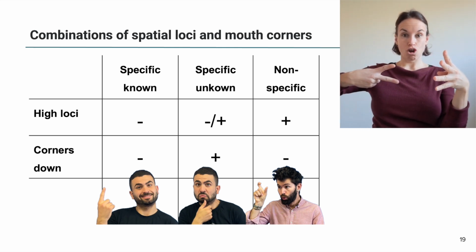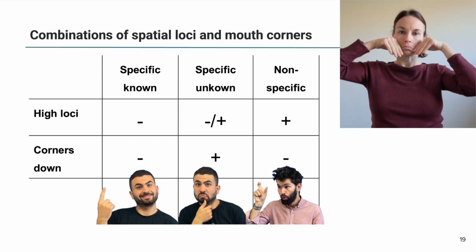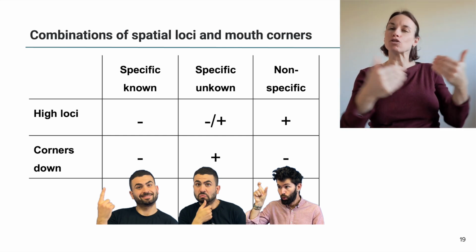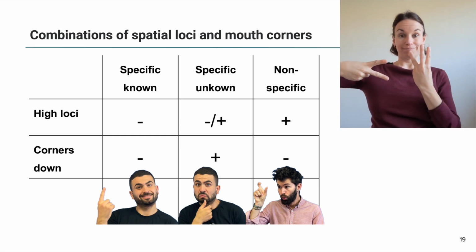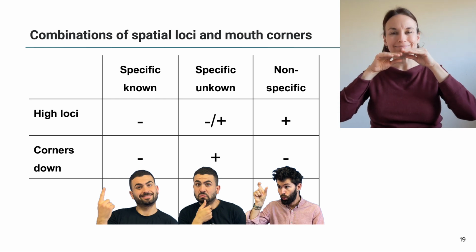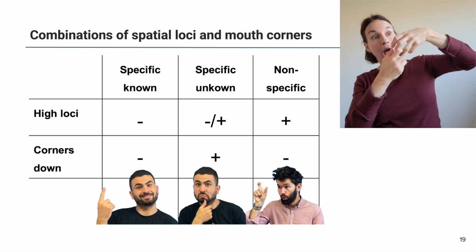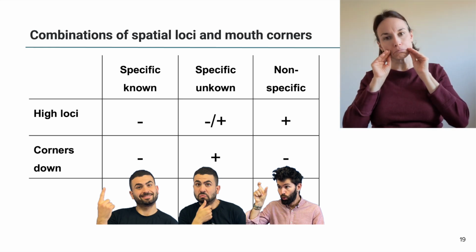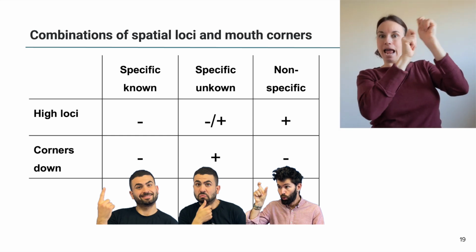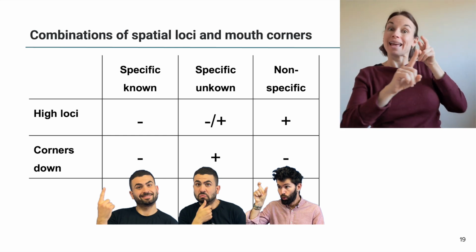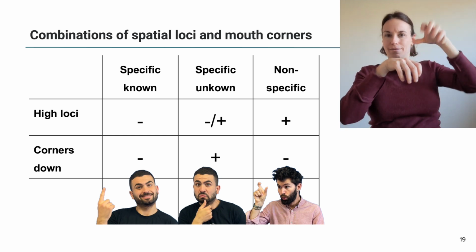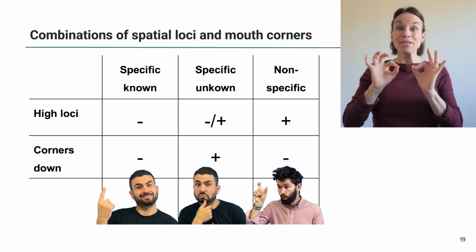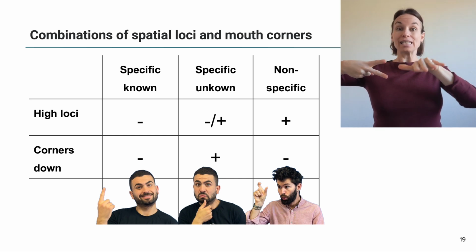As you can see in the slide, the combination of spatial locations and the position of the corners of the mouth results in the encoding of the three indefinite uses we've discussed before. Specifically, the value of mouth is typically a smile in specific known cases, and in addition to that, there is no high articulation of the sign. Specific unknown uses are marked by corners down and typically a high articulation of the sign, except if the referent is present and the speaker can point at this location. And finally, non-specific uses are marked with a high articulation of the sign but no corners down. They are typically either stretched or neutral.